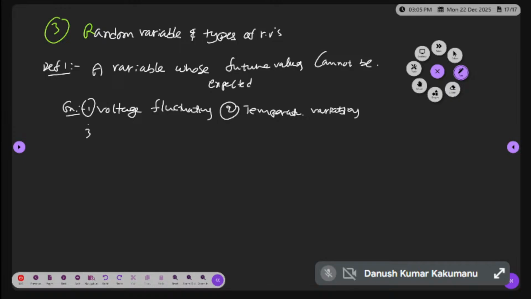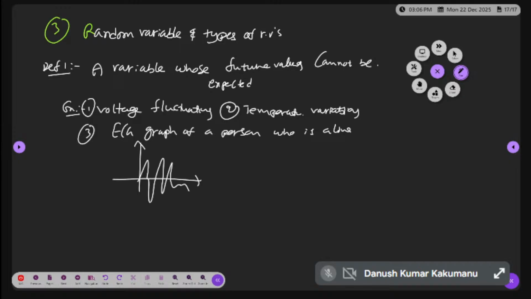ECG graph of a person who is alive. That is a zigzag graph, right? In many movies, when the hero or heroine meets an accident, they will show on the first frame this type of graph, and in the second frame also the same graph. But if a villain meets an accident, what will they do? First frame this, second frame a DC line.